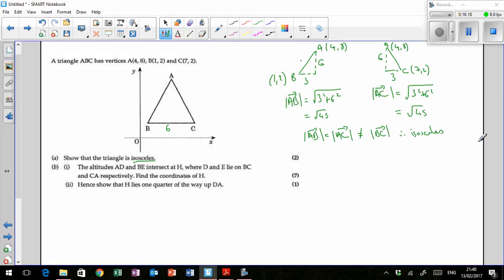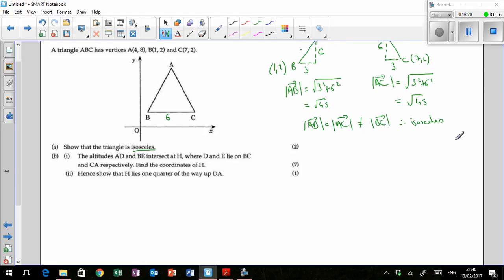Okay, so B(i), quite a big question. The altitudes AD and BE intersect at H. Okay, so the altitude AD will come from the point A and hit this side at 90 degrees, because altitudes are like heights. And BE is again the same. It's coming from B, but it's hitting over here at right angles, at point E, and this is point D here.